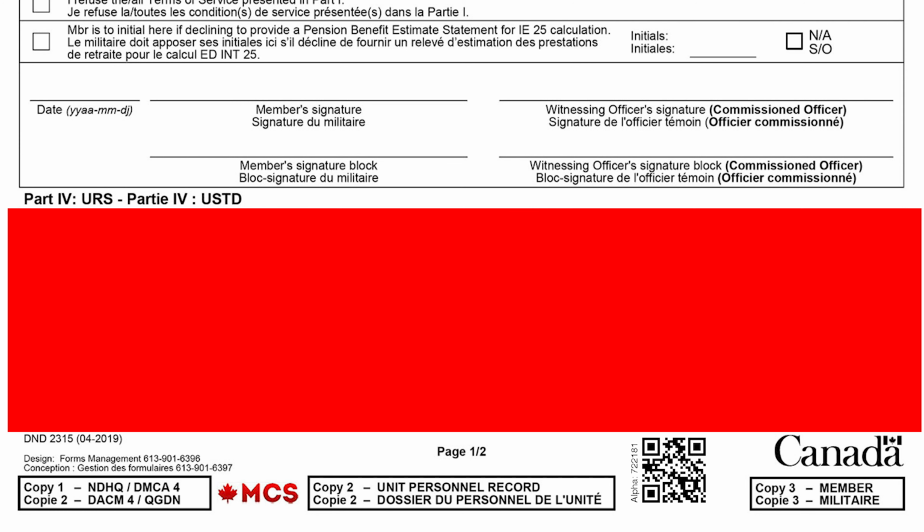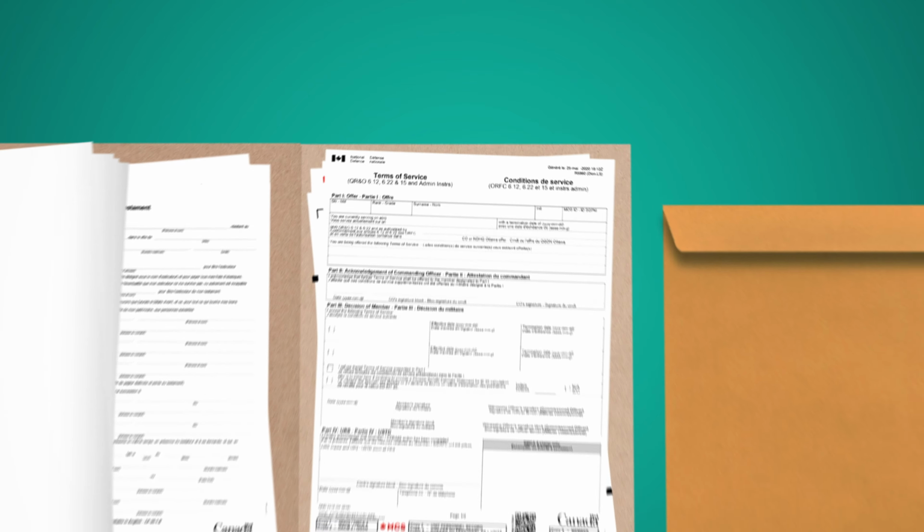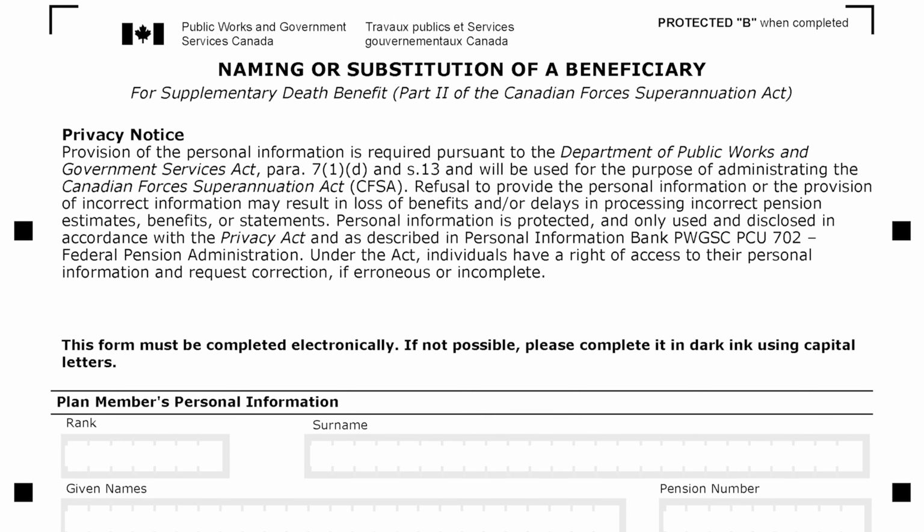No action is required on your part for Part 4. Let's now look at the CF 2196 Naming or Substitution of Beneficiary for Supplementary Death Benefit. This document is used in case something happens to you. The supplementary death benefit is an amount equal to 2 years' pay and is paid to the person of your choice. You should be aware that your beneficiary must be at least 18 years of age. You can change the beneficiary's name at any time during your career.